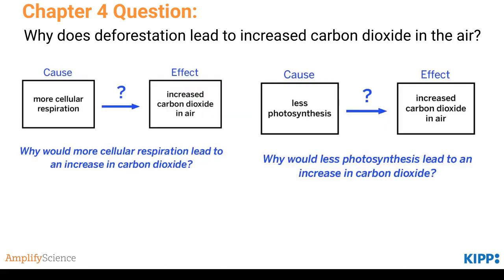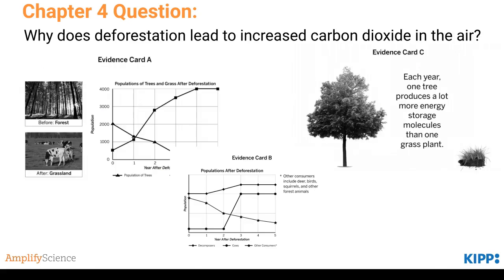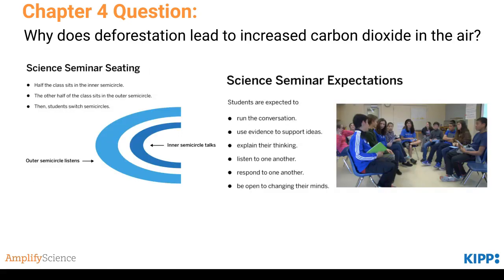They are given two claims of why deforestation might lead to increased carbon in the air. The first is that there was more cellular respiration happening, and the second is that there was less photosynthesis happening in the ecosystem. Students then read through evidence and annotate the cards so they understand each one before determining how the information relates to the claims. Students then discuss the evidence to determine which claim best supports why deforestation leads to increased carbon dioxide in the air.